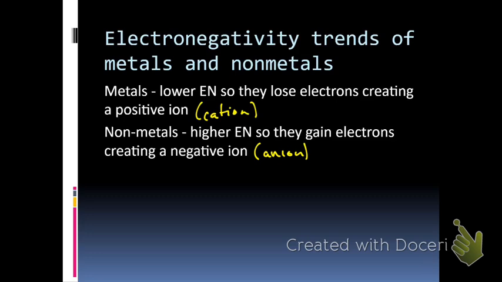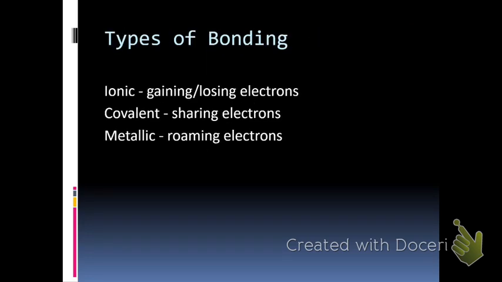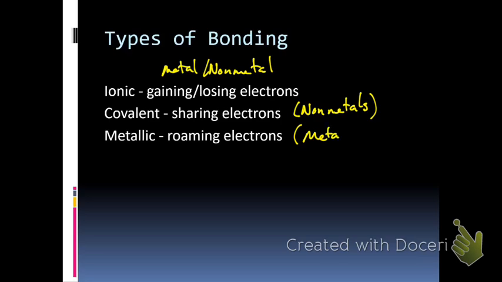So we're going to talk about bonding slightly, and there are three types of bonding: ionic, covalent, and metallic. Ionic is always between a metal and a nonmetal. So the metal loses the electron, and the nonmetal picks up that electron. Covalent is always between nonmetals, and then metallic, as you might imagine, is between metals. And so today we're going to talk about ionic bonding, which specifically talks about the losing and gaining of electrons between metals and nonmetals.